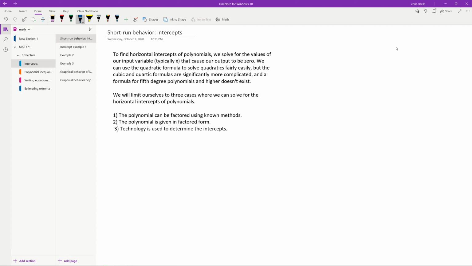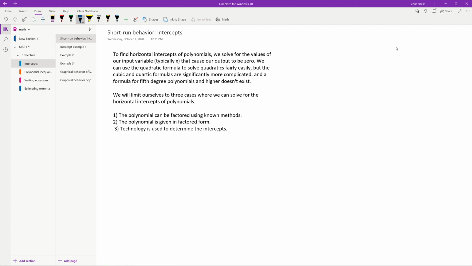The quadratic formula is actually pretty simple. But these other formulas I haven't even bothered to memorize because they're so out there and complicated. And not only that, but there isn't a formula for fifth degree polynomials or higher. You can actually prove that no such formula exists.